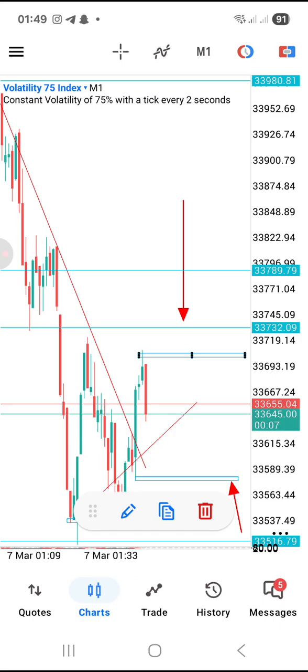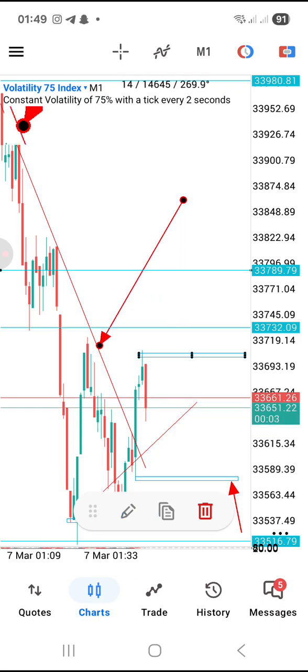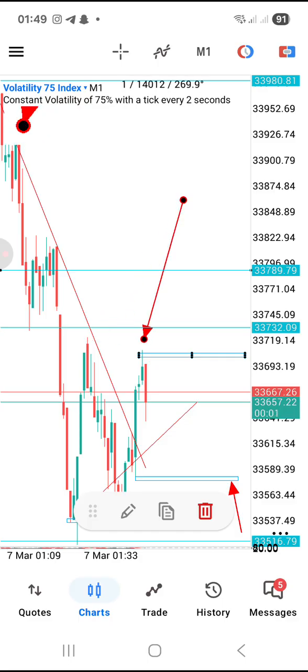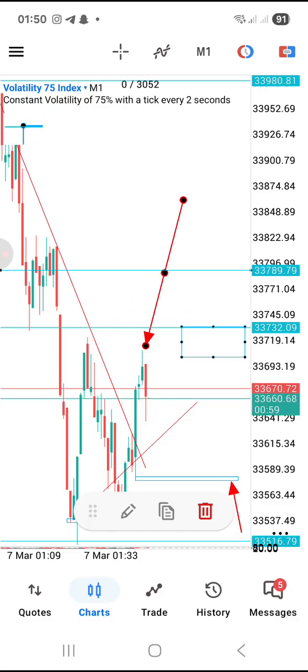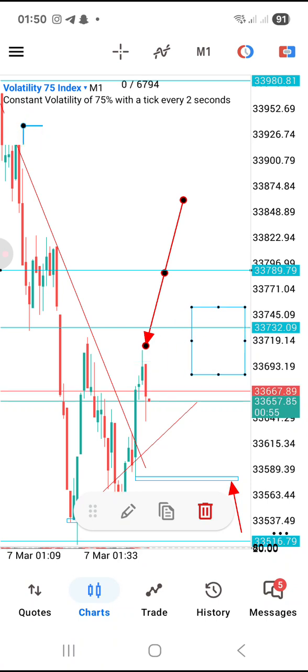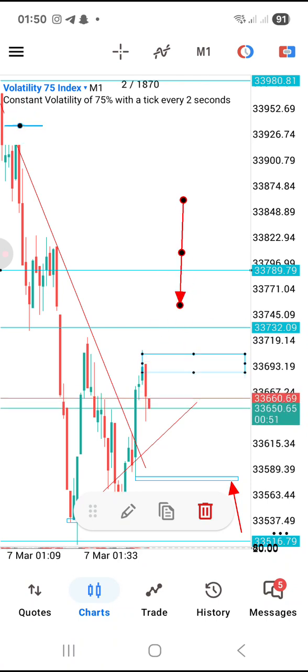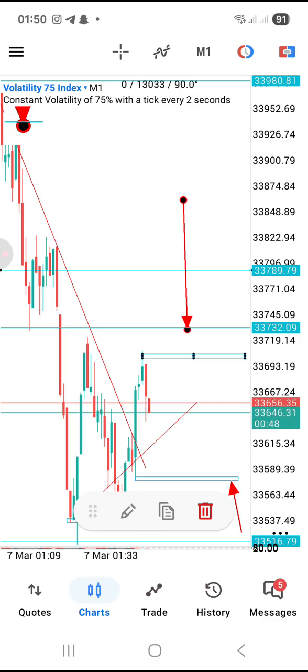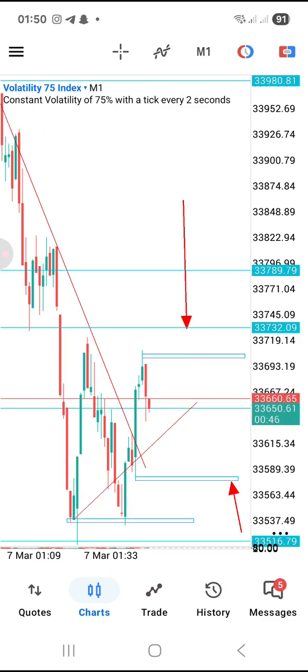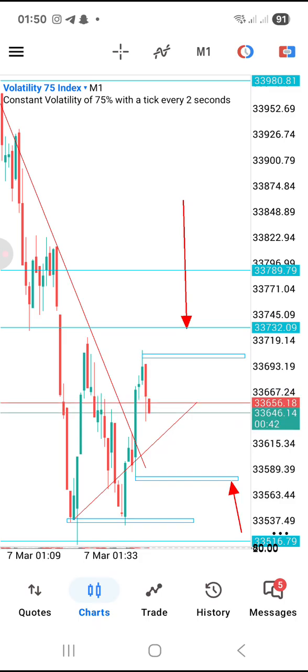It could not break this level. Remember, it could not break this level. Now it's coming here. So this is our new point of interest now. We needed to break one of those levels to really give us a bias.